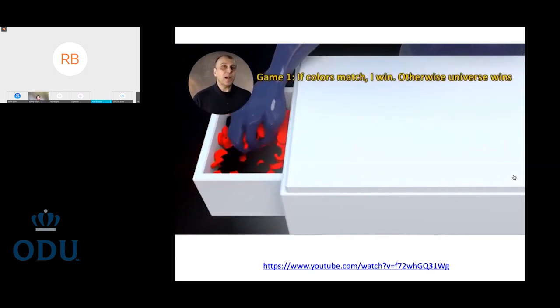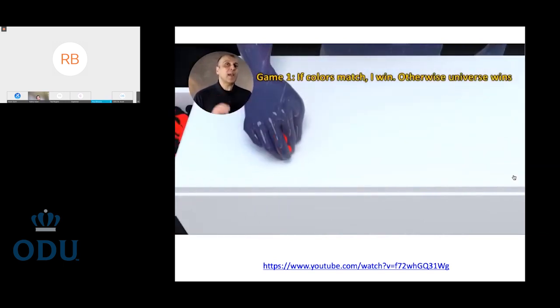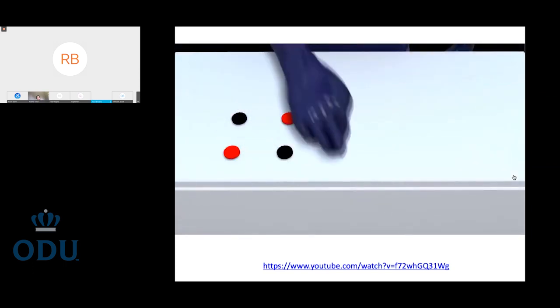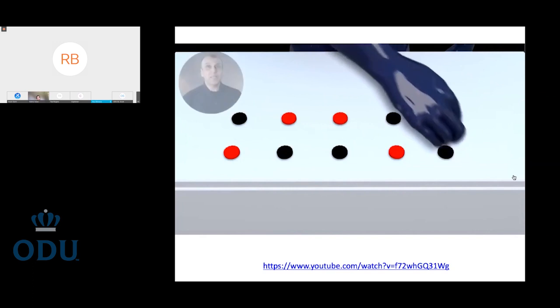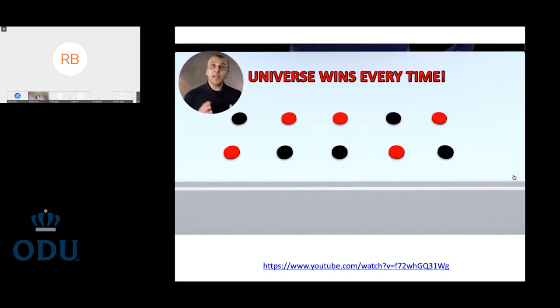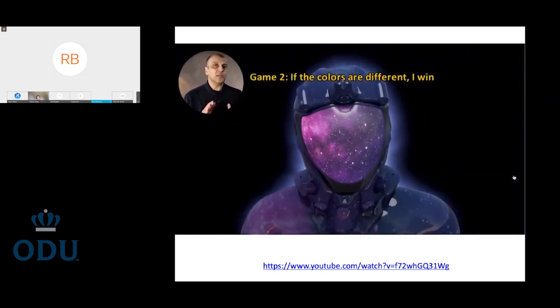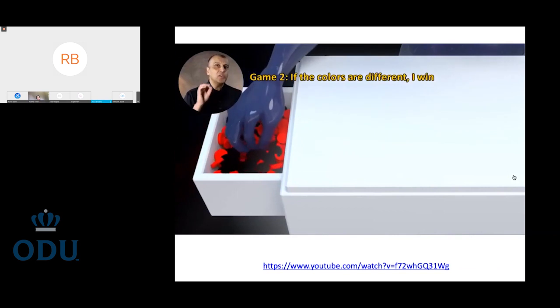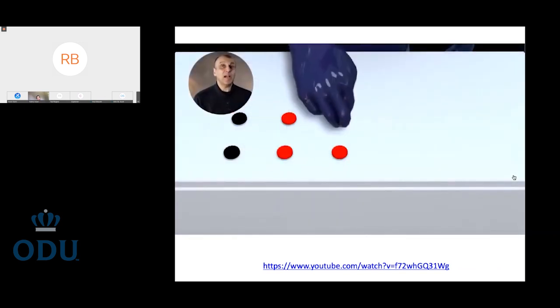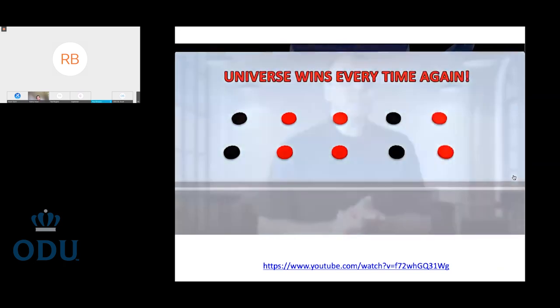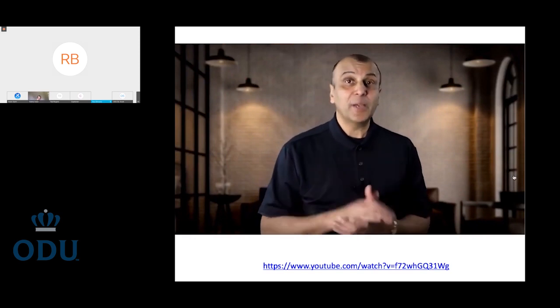In the first game, I declare that if the colors match, I win. The universe picks the pieces. Now in play after play, I find that I lose every time. So in the next round, I change the rules. This time I declare that if the colors are different, I win. The universe picks the pieces. In play after play, I find that I lose every time again. So I conclude that perhaps the universe has rigged the game against me.